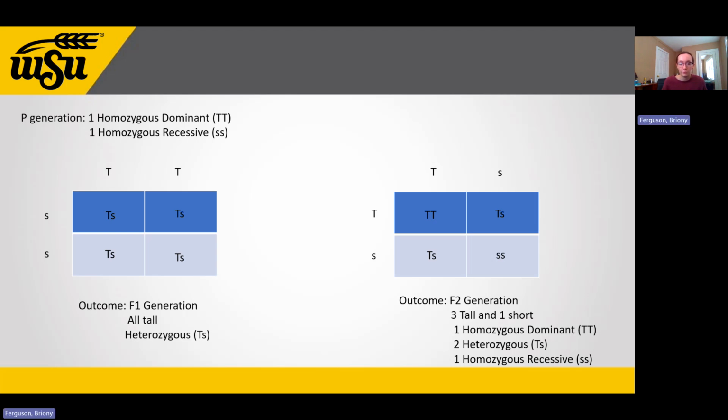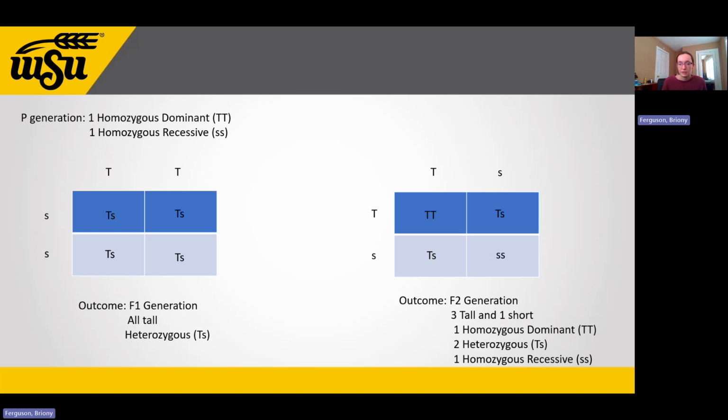These offspring are then your F1 generation. They are going to be all tall for their phenotype, because even though their genotype is heterozygous, that uppercase T is still masking that lowercase s. So they're all tall, heterozygous. Whenever you move on to do this second generation, you're going to move some of the children from here, and they're going to become your parents for this Punnett square. Everything in this Punnett square is now going to be your F2 generation, because it is their offspring.